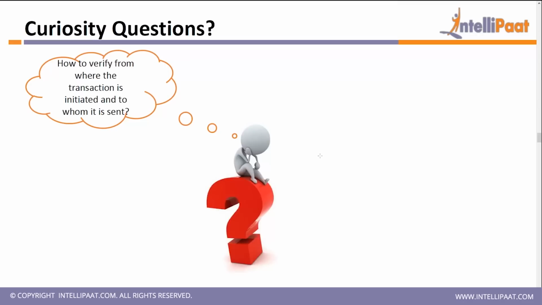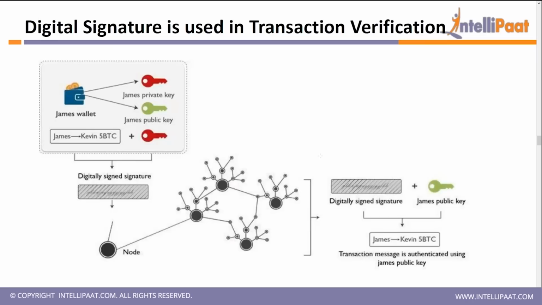Verification. How to verify whether a transaction is initiated and to whom it is sent. As already told, a digital signature is used in transaction verification. Every node that is initiating the transaction uses his private key to encrypt the information he is sending over the network. That information majorly includes the details of the transaction, what he is doing, if he is sending money or bitcoins, and to whom he is sending. All this information is kept in the form of data, and that is being signed by the sender with his private key to make a digital signature.